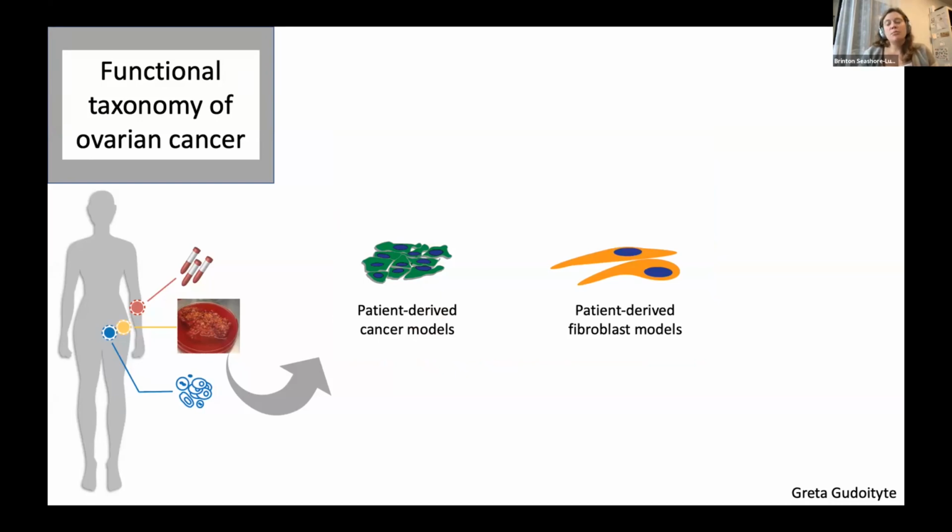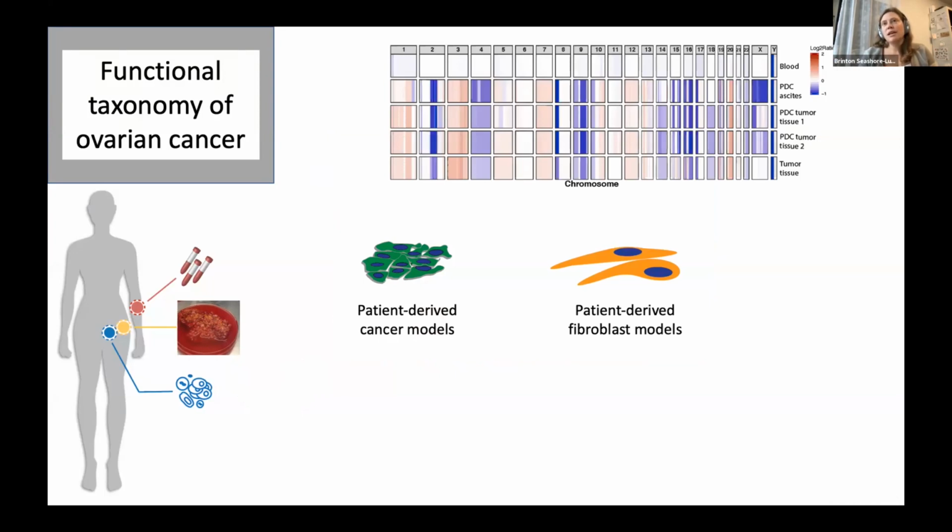This is done by Greta in my group, but we make sure that our models are matching the cancer that we get from the patients. Here you can see each chromosome up here, and you can see that we have blood. We don't have any mutations in the germline, but we have different patient-derived cells from ascites and tumor tissue 1 and tumor tissue 2. And we see that we have good correlation between those.